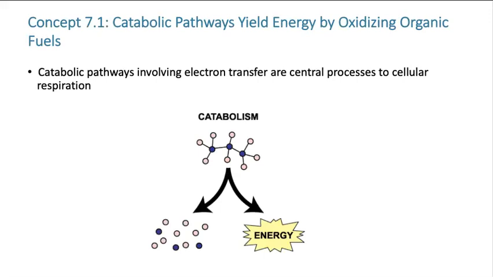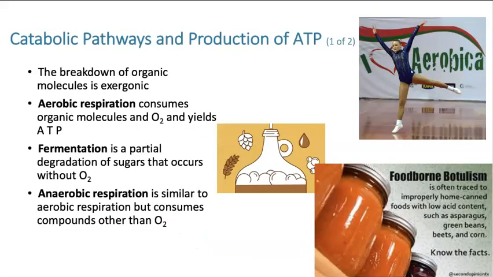So let's talk about things that we've covered before. We've talked about catabolic pathways and how catabolic pathways involve breaking apart of molecules and transferring that potential energy to other things. So a lot of what we're going to be talking about in this chapter is catabolism, catabolic pathways, breaking things apart. The major thing that we're going to be doing with these catabolic pathways is making ATP.